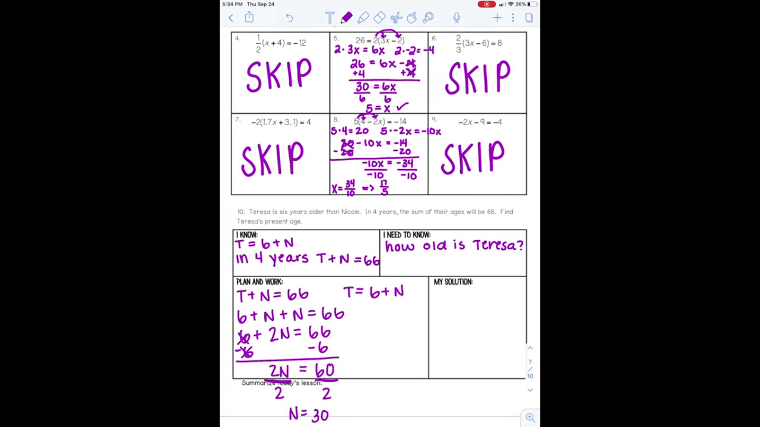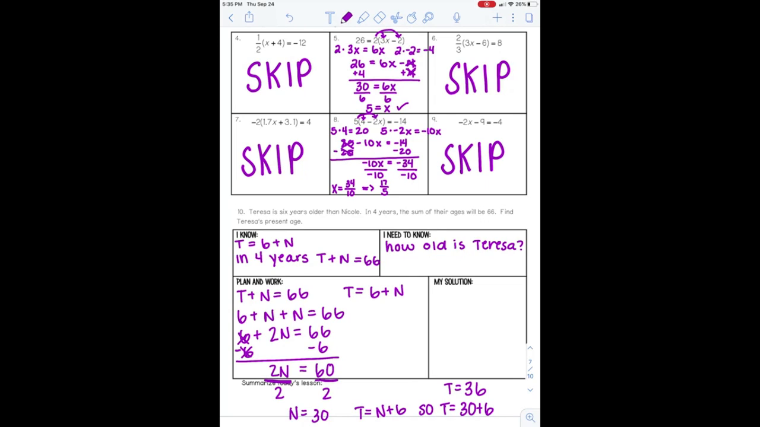So, but keep in mind, this is 4 years in the future, okay? So I know that when Nicole is 30, Teresa is going to be 6 years older than that because t equals n plus 6. So Teresa in 4 years is going to be 30 plus 6 years old, which is 36. So in 4 years, Teresa will be 36.